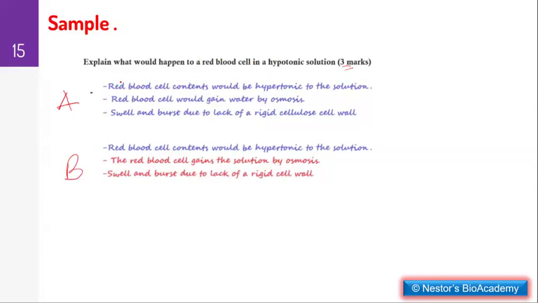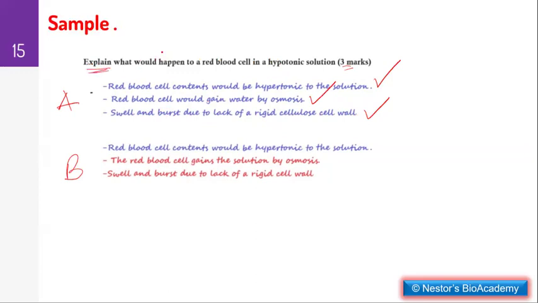Response A: red blood cell contents will be hypertonic to the solution. That is correct. So the red blood cell will gain water by osmosis, mention of the process very key, and then it will swell and burst due to lack of a rigid cellulose cell wall. And this answers the 3rd mark, because the question is to explain what would happen.